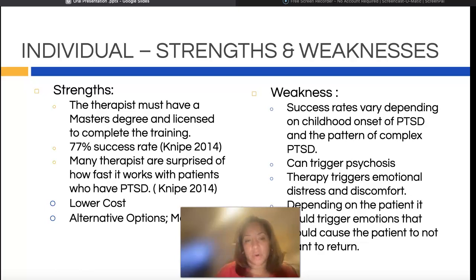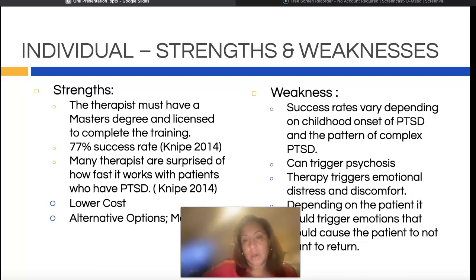Another strength is that there's alternative options. And by that, I mean that there's options that the therapist can take based on individualized patient needs, such as using the tappers or adding or slowing down or speeding up the treatment to best serve the patient.